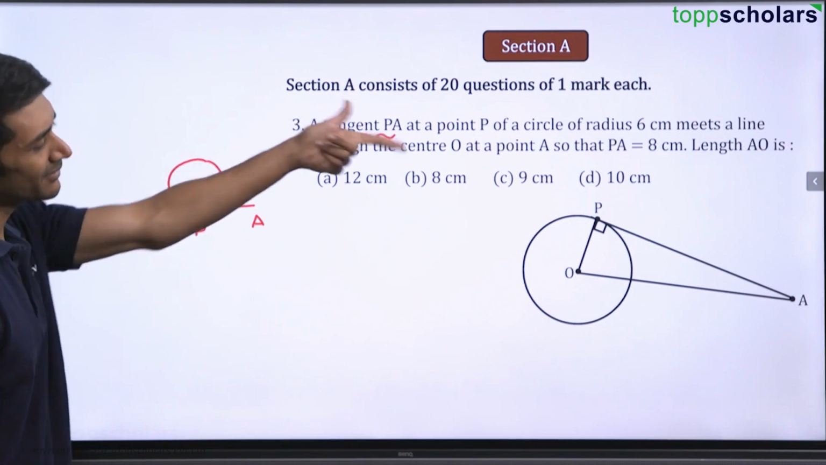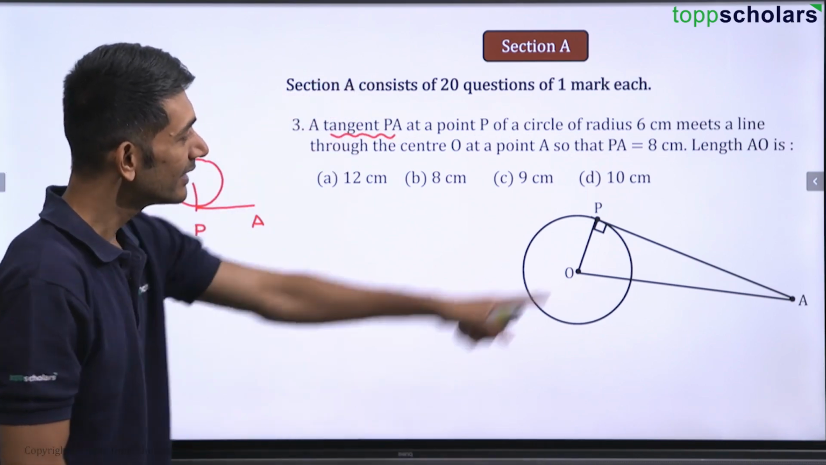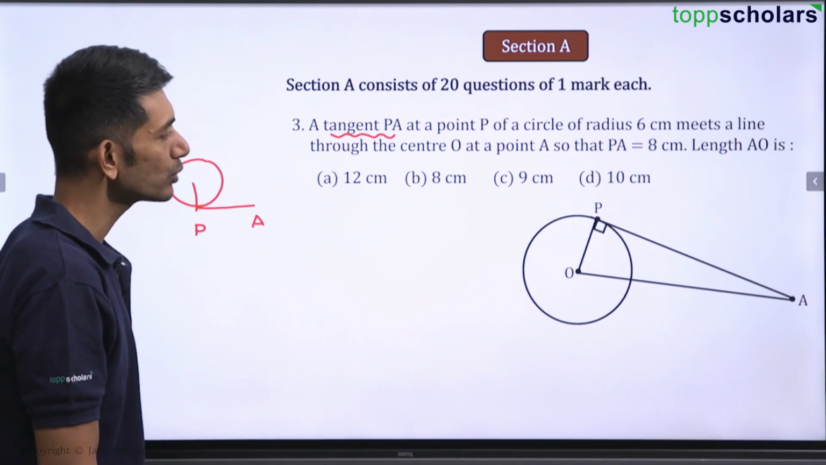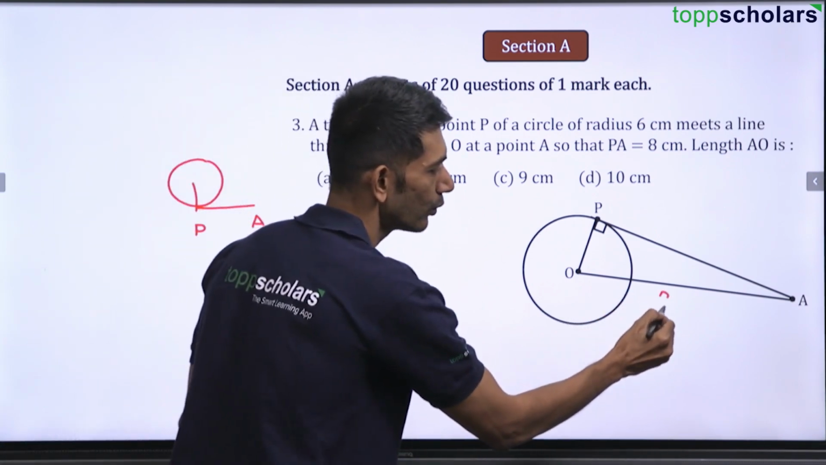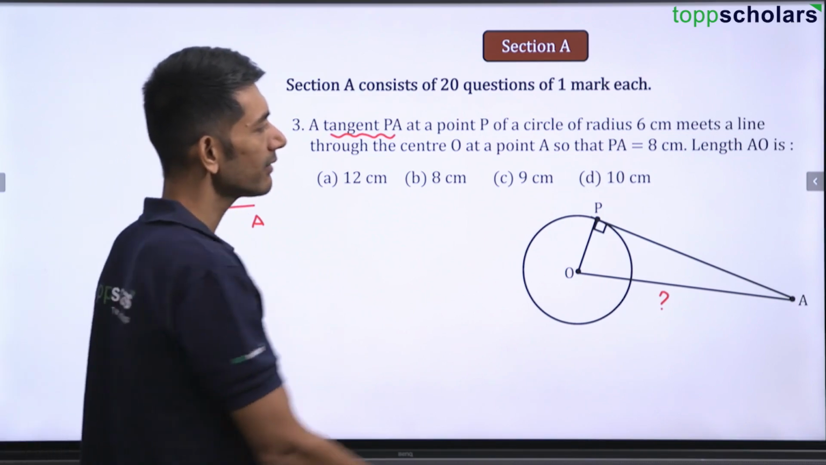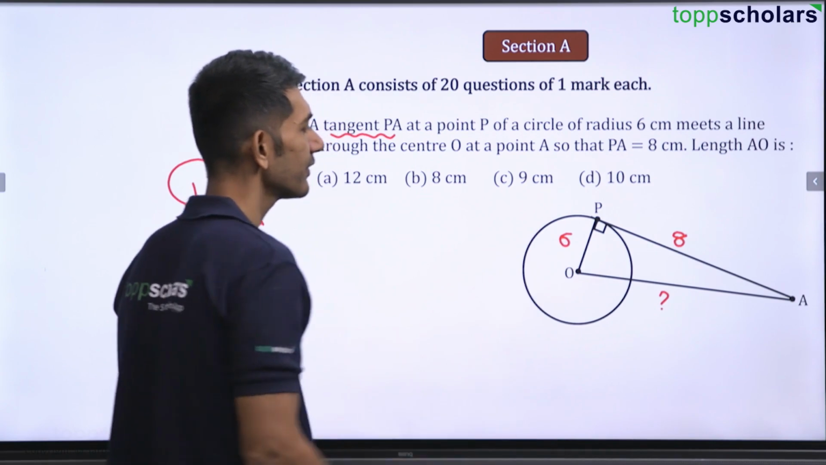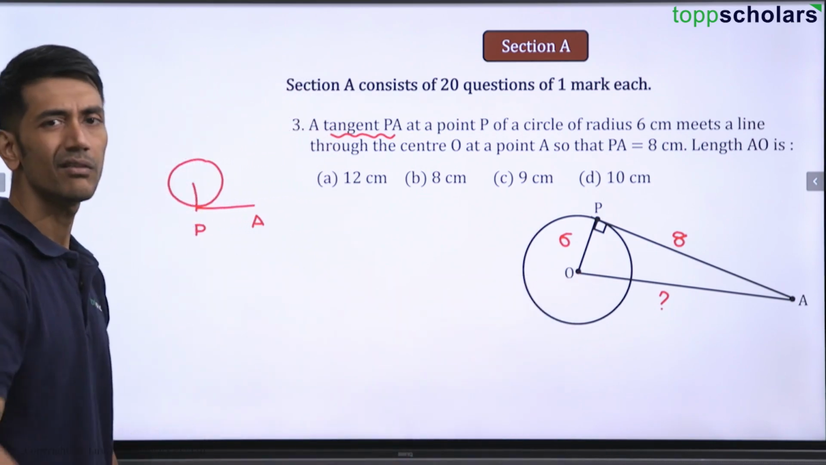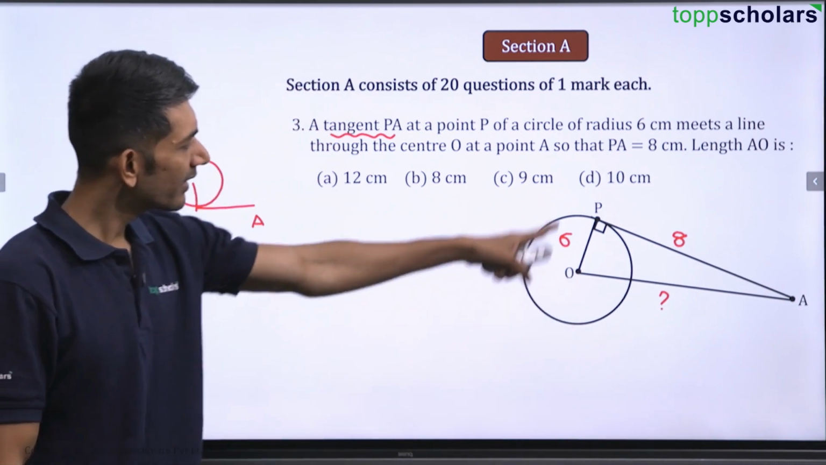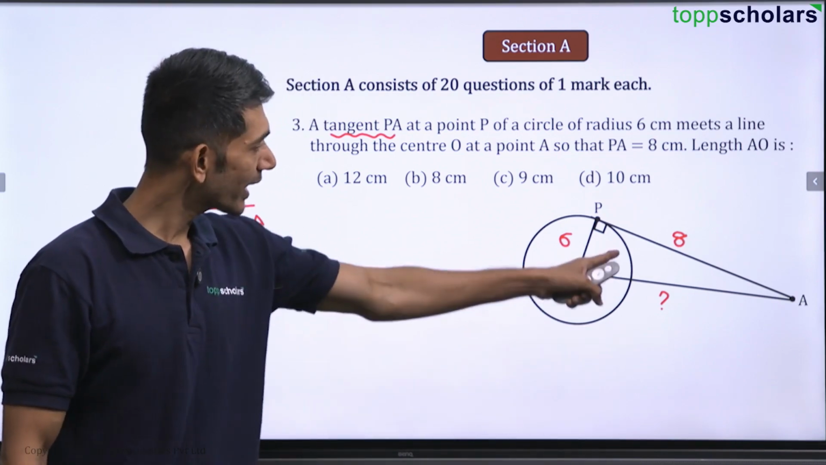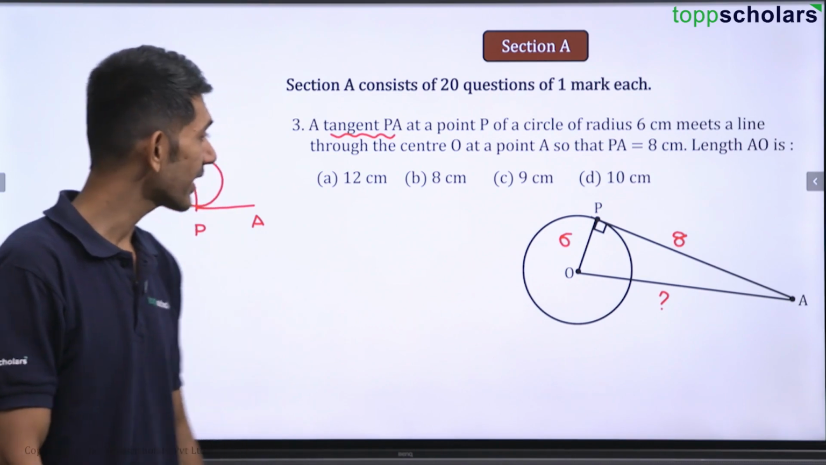Okay, I've drawn it like this. You can draw it like that as well, doesn't matter. The length of the tangent PA is how much? 8. And we are supposed to find out the length of AO, right? So PA is how much? PA is 8. What is the radius? The radius is 6. We are supposed to find out OA. Very simple question. We know that radius and tangent are perpendicular to each other, 90 degree. So can I say this is a right angle triangle? Yes, it is a right angle triangle.